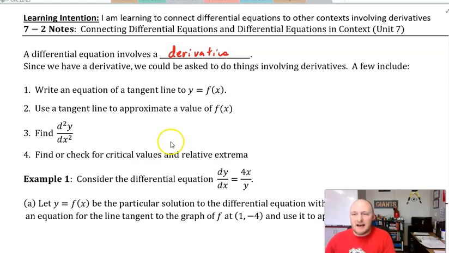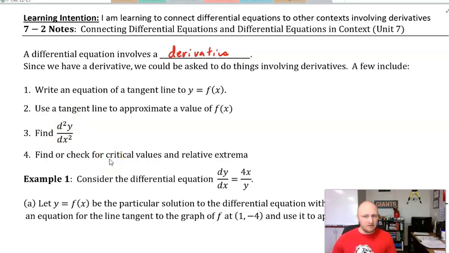Now, since we have a derivative, we could be asked to do a few things involving derivatives. This could include writing the equation of a tangent line, because we need two things, a point and a slope. Well, we have the slope. We could be asked to approximate a value using that tangent line. Usually this is one question that's fairly common. Number 3, we could be asked to find a second derivative. That will often include implicit differentiation. And then lastly, find or check for critical values of relative extrema.